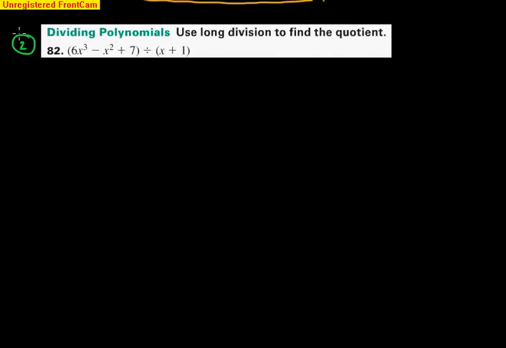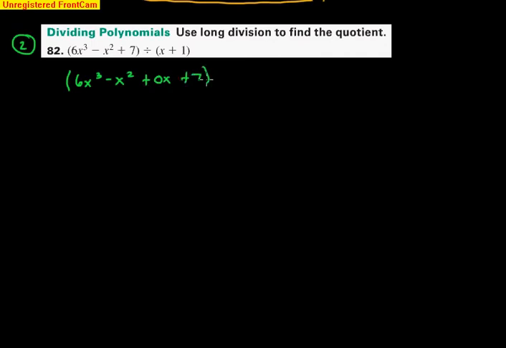Okay, here's our second problem. We're going to long divide. And remember, when we long divide, first thing is make sure our polynomials are in standard form. And they have to have all powers of x. So notice this first polynomial, 6x cubed minus x squared plus 7. Missing the x term. So you actually have to rewrite this as 6x cubed minus x squared plus 0x.